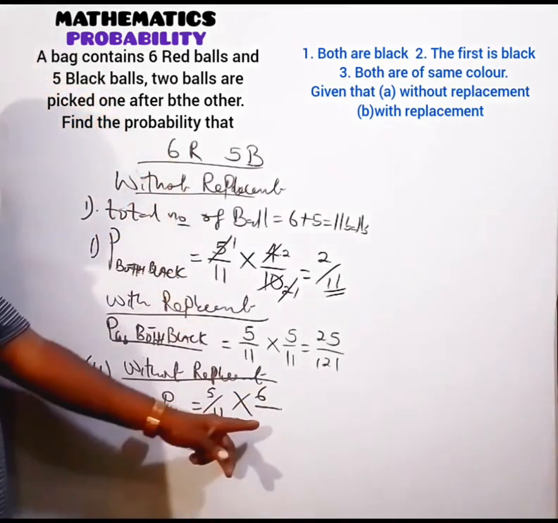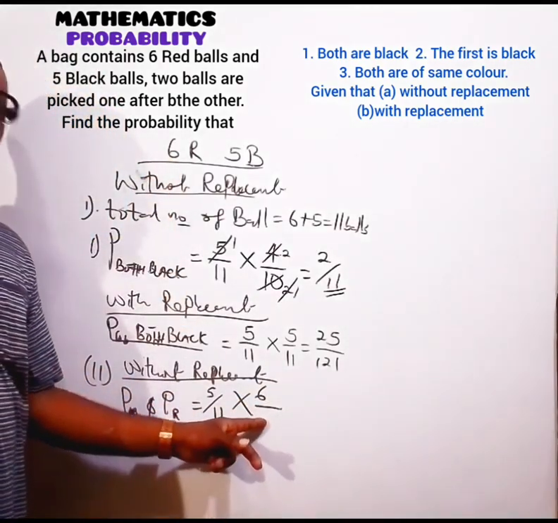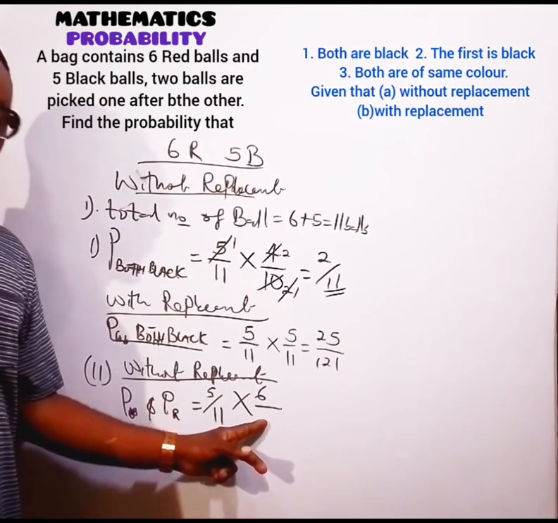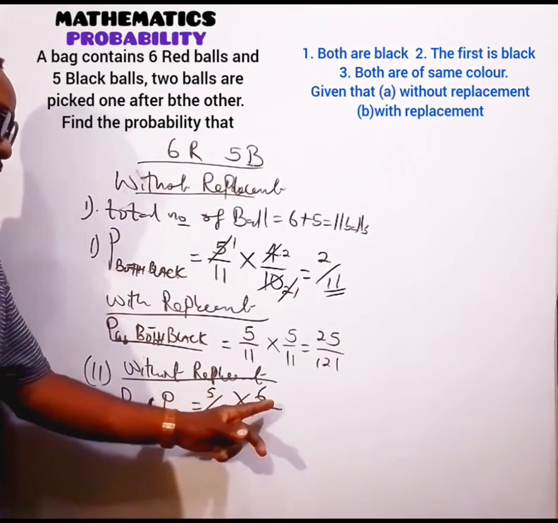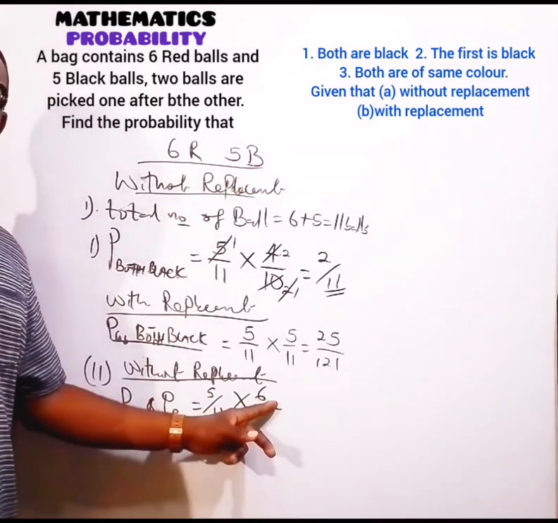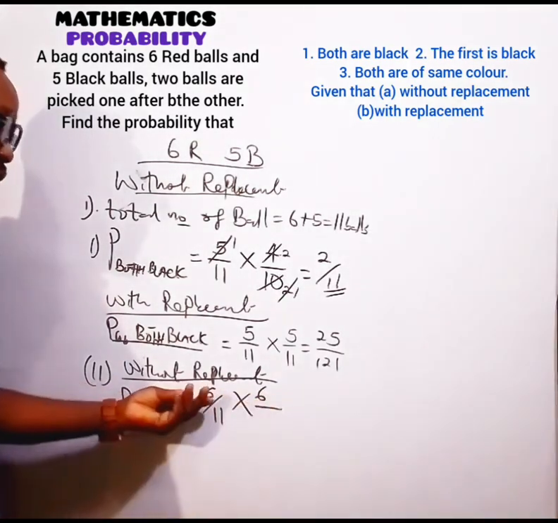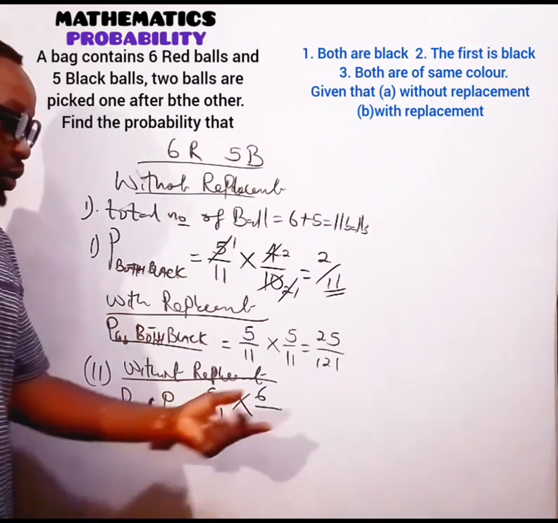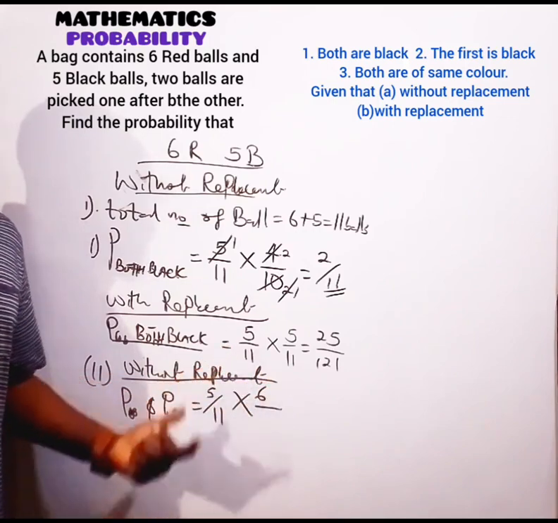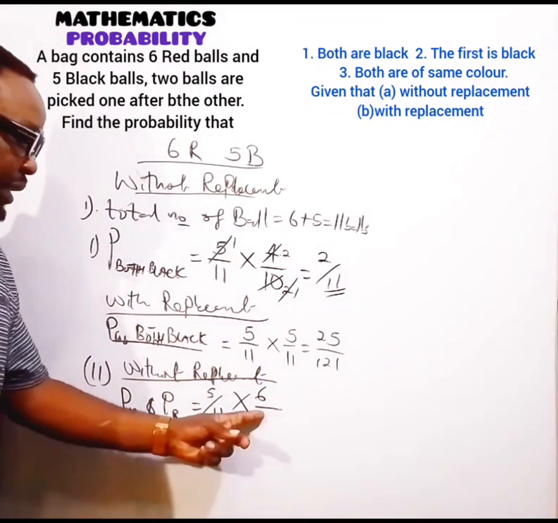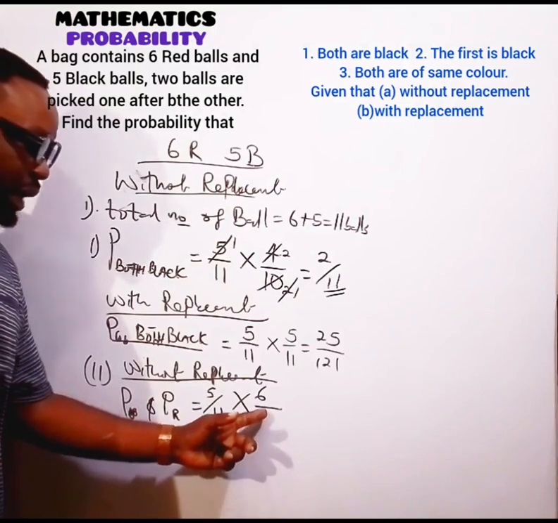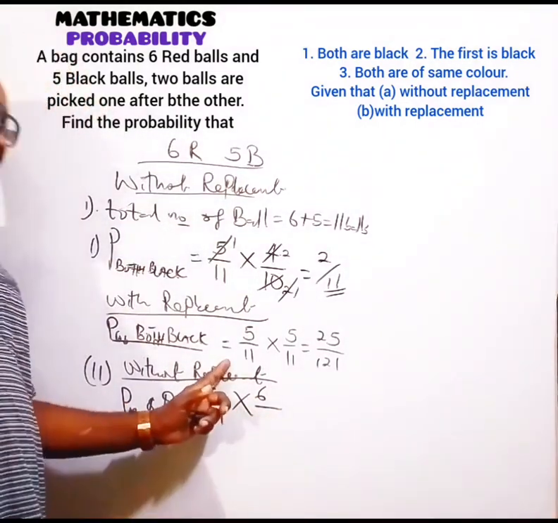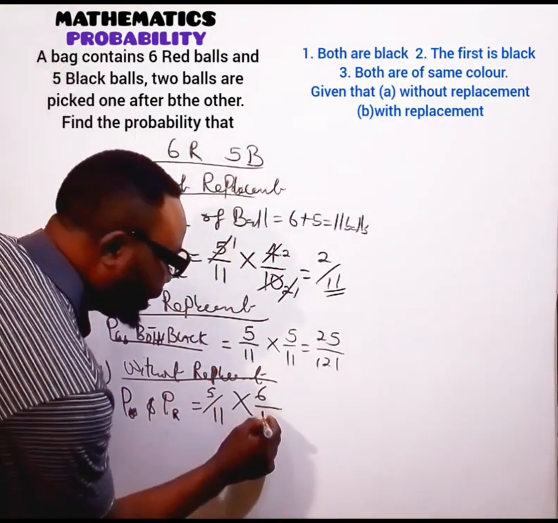6 over. Now, for the value here, don't forget it is without replacement. The total number of balls will be reduced here. The reason why this red is not reduced by 1 is because it is not the first ball that is picked here, so it cannot be reduced. So the red is still intact there as we have it in our probability. Then the total number of balls will have reduced by 1 because it is without replacement. That will be 10 now.